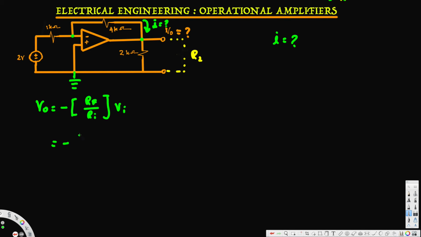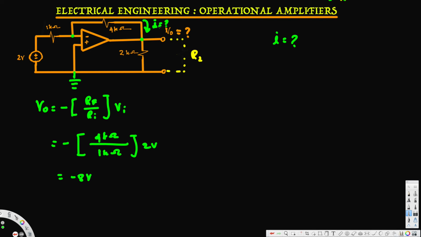So here we are going to put the feedback resistance, that's the resistance here, 4 kilo ohm, divided by the input resistance, that's 1 kilo ohm, multiplied by the input voltage, that's 2 volts, and that's going to give us 4 times 2, that's 8 volts, right? So this is our output voltage. Now that we have the output voltage, we can go ahead and find our current.